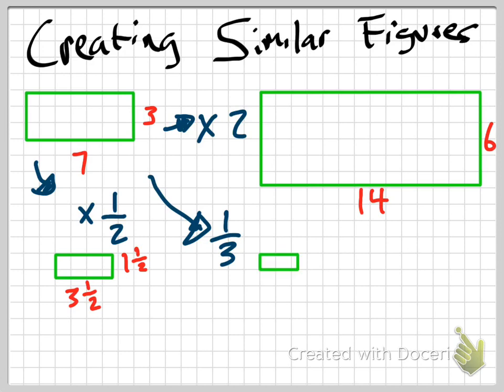You can see that it is indeed smaller, because when I multiply 3 by 1/3, I get 1. And when I multiply 7 by 1/3, I get 2 and 1/3. Again, multiplying by a fraction will make that shape smaller, and the smaller that fraction gets, the smaller my shape will get. And since 1/3 is smaller than 1/2, we know that our shape is going to continue to get smaller. That's the basic idea of how you create similar figures.